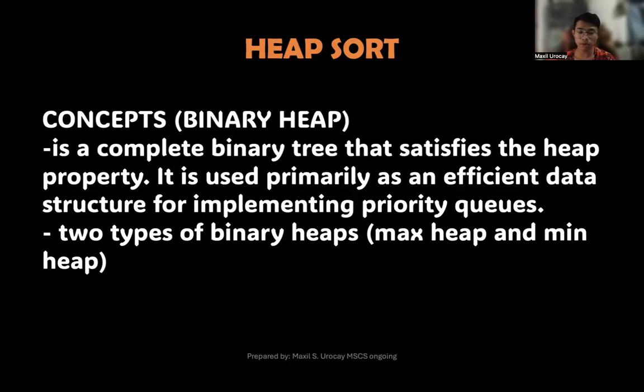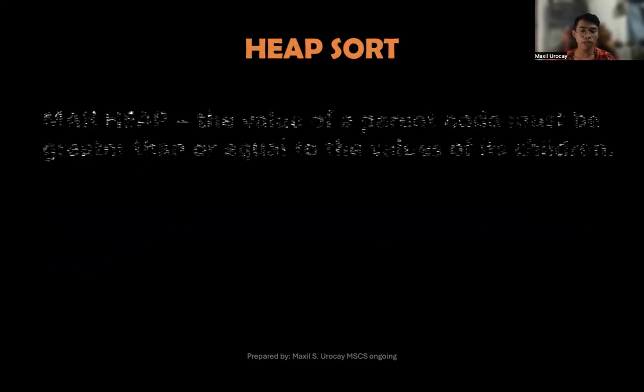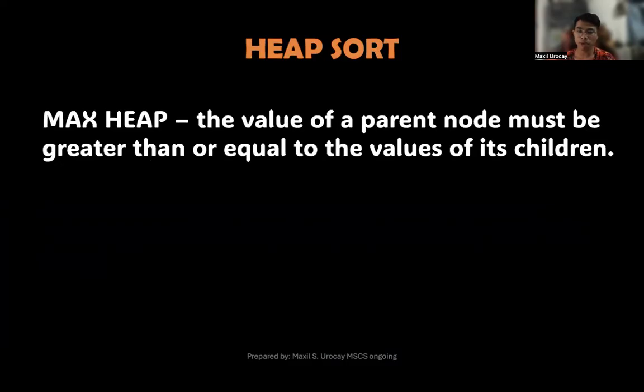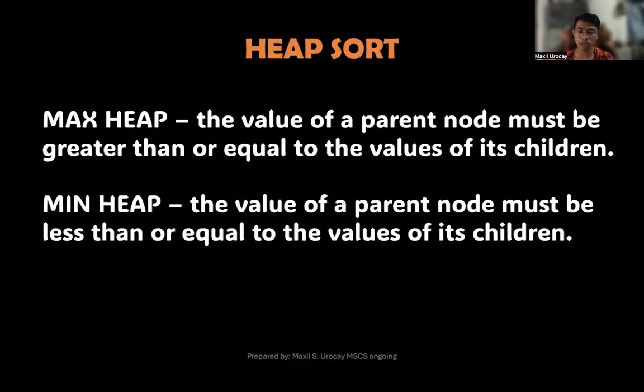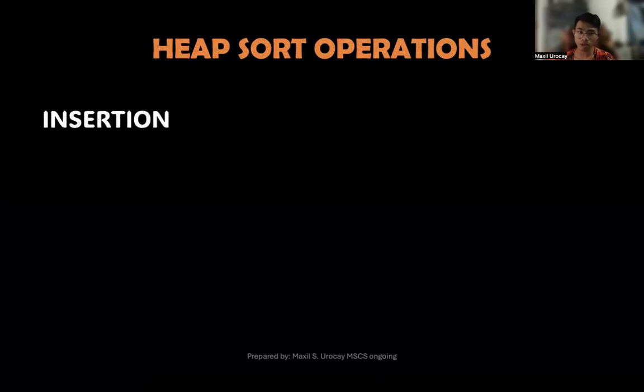The two types of binary heaps will be the max heap and min heap. So for max heap, the value of a parent node must be greater than or equal to the values of its children. And min heap, the value of the parent node must be less than or equal to the values of its children. But we'll be only dealing with the max heap actually.